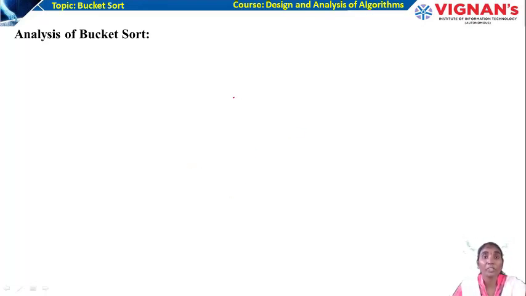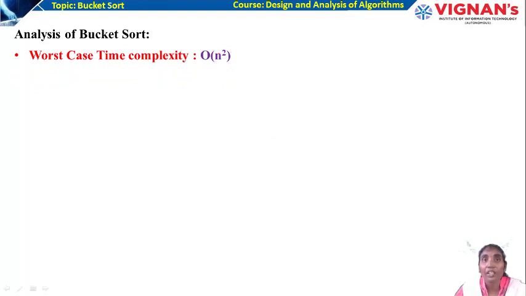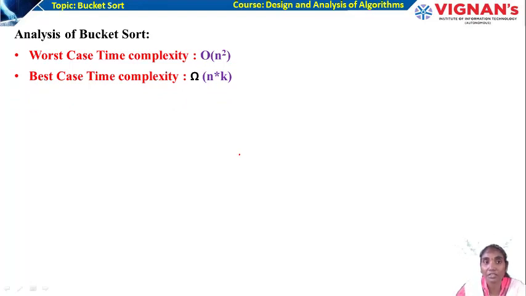So, now coming to the analysis. Here the number of passes might be decreased, but here we are applying internal sorting, insertion sort. Internally we are applying insertion sort again. So here in the worst case, the time complexity is big O of n square, because as the number of elements are increased, we have to apply the insertion sort on all the buckets. So internally it is big O of n square.